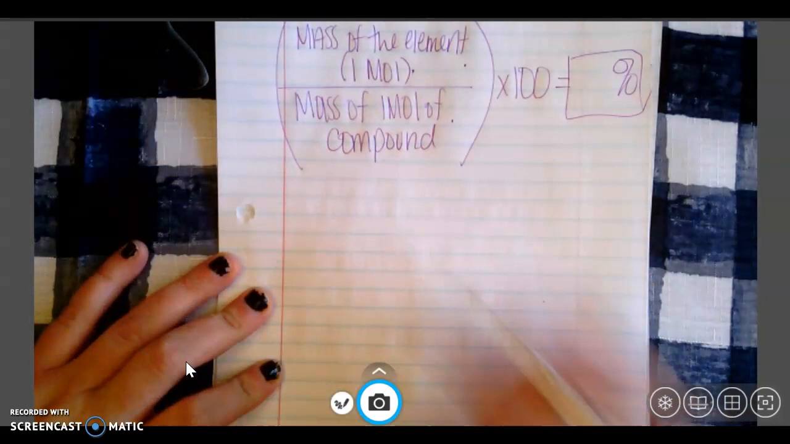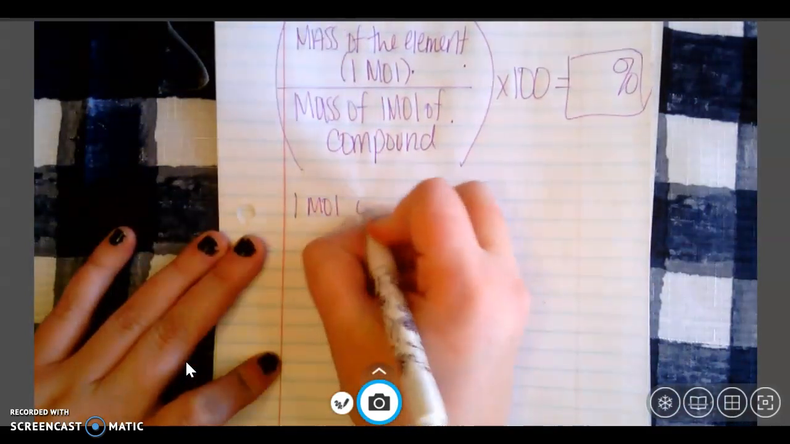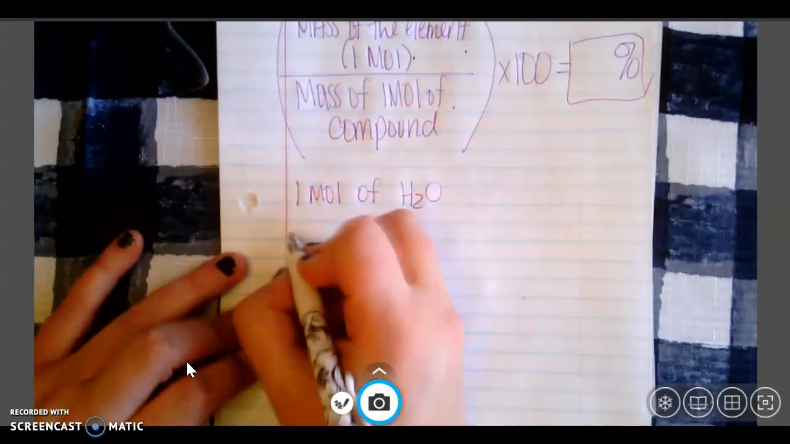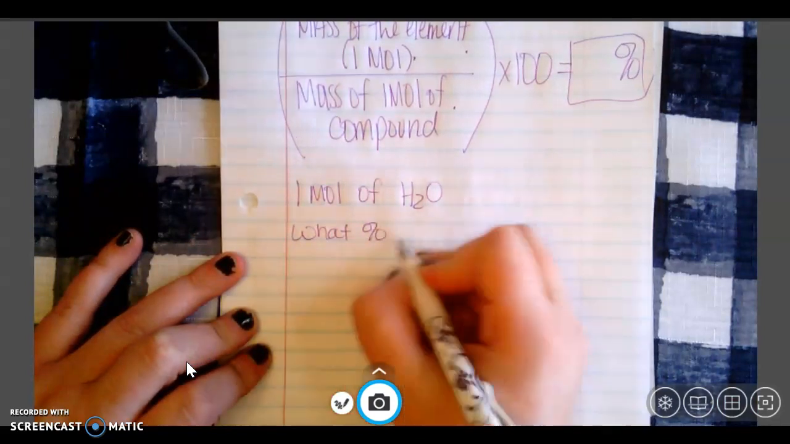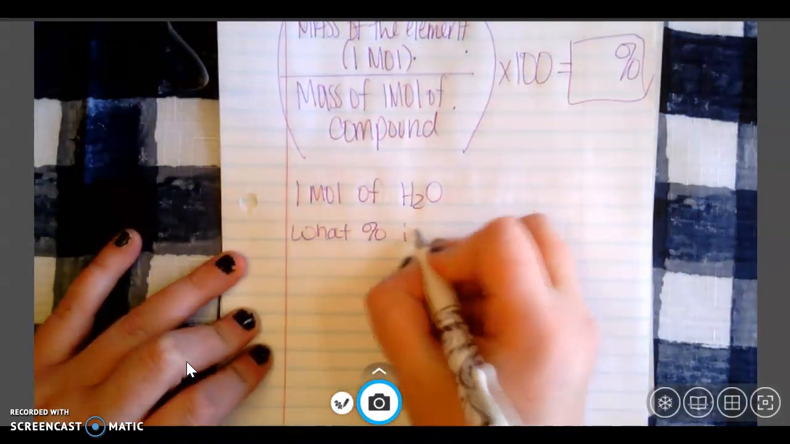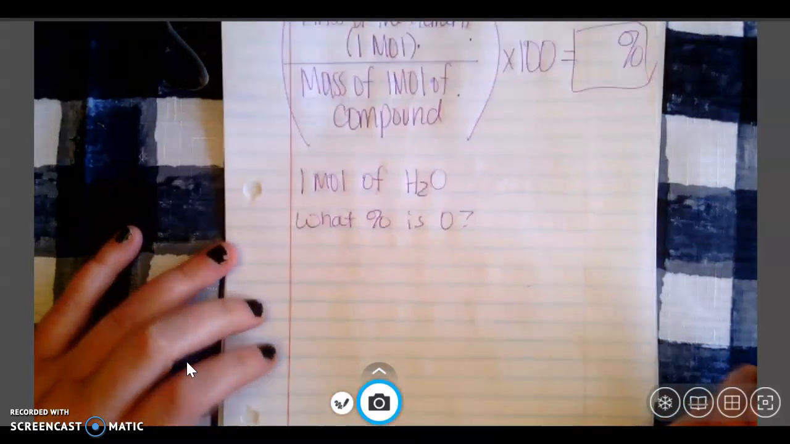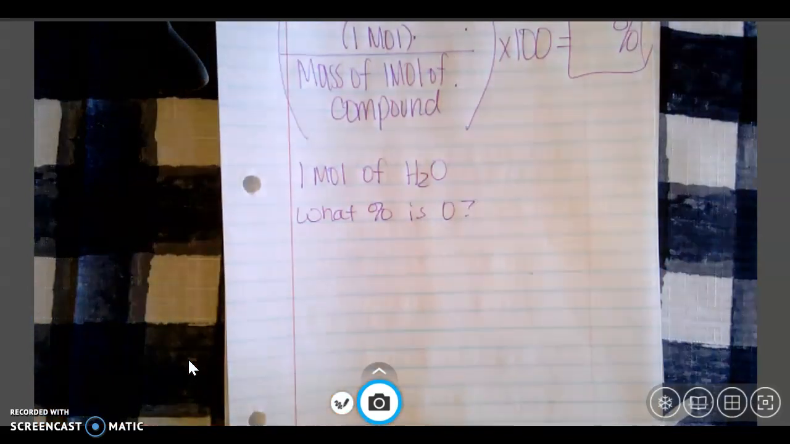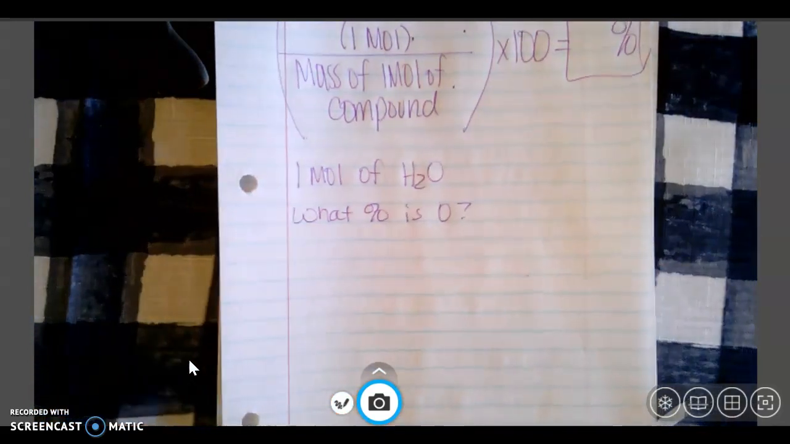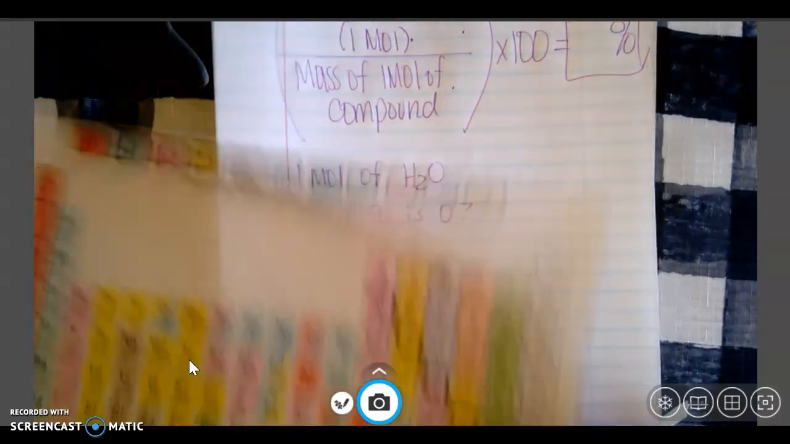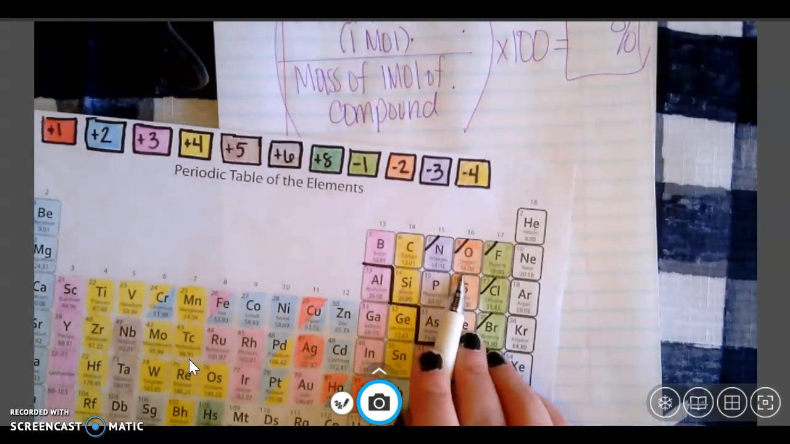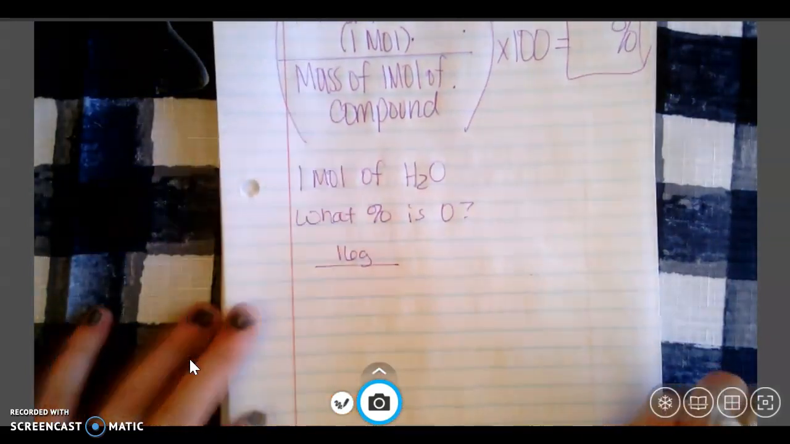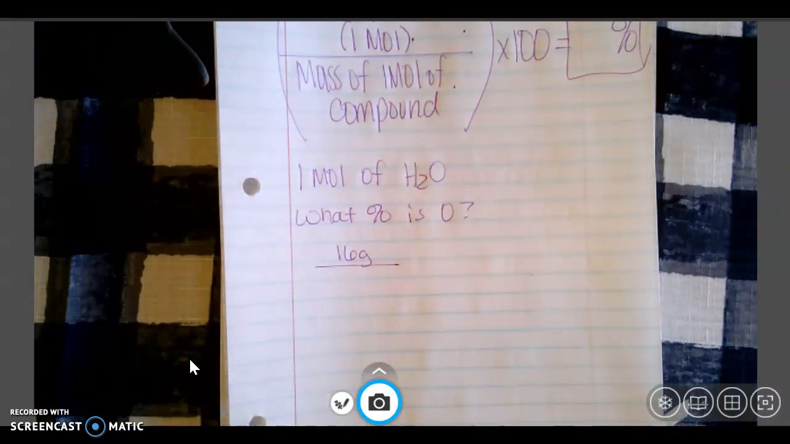Let's say that I have 1 mole of H2O, and I want to figure out what percent of this is oxygen. The way that I'm going to do that is I'm going to take the mass of 1 mole of the element I'm looking for, which is oxygen. If we look at our periodic table, let me grab mine real quick, we can see that oxygen, 1 mole, is 16 grams. So I have 16 grams, and then I'm going to divide that by the mass of the whole compound.